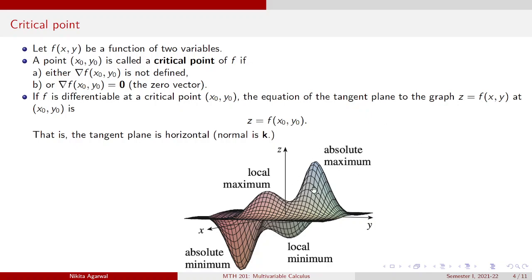So in this picture, you can see that at all the four peaks, peaks on the top and also peaks on the bottom, when you draw the tangent plane, they will all be horizontal. So that is what happens at critical points.